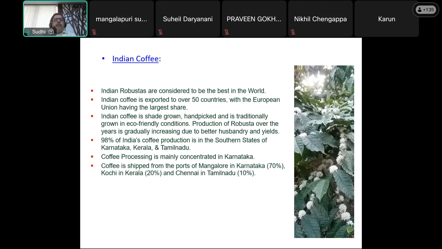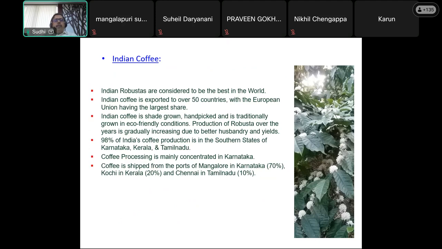So the specialty of Indian coffee compared to all other origins is that it is shade grown and handpicked. Since it is mostly grown in the hilly regions, we can't do any automation, so the coffee is always handpicked and grown in traditionally eco-friendly conditions. And the production of Robusta over the years is gradually increasing due to better husbandry and yields.